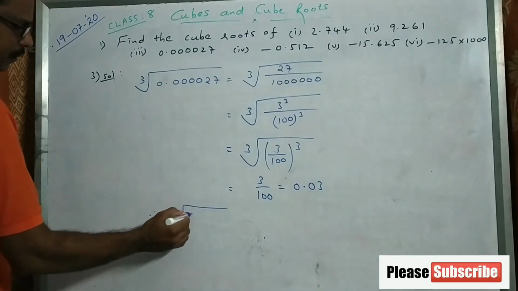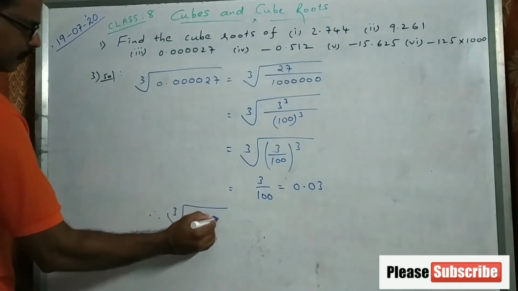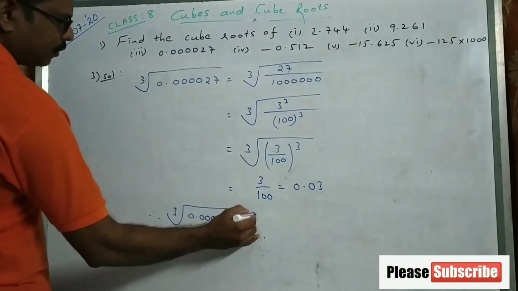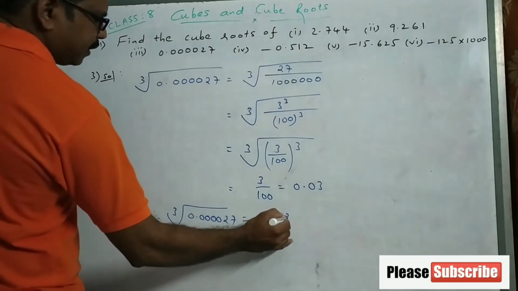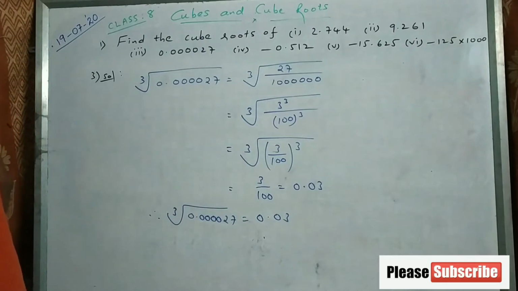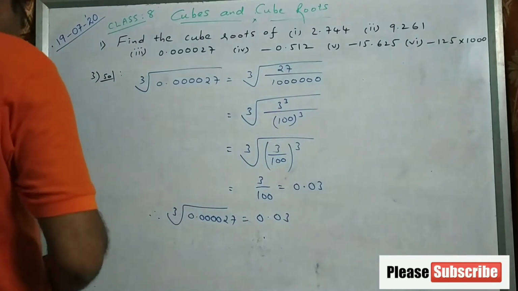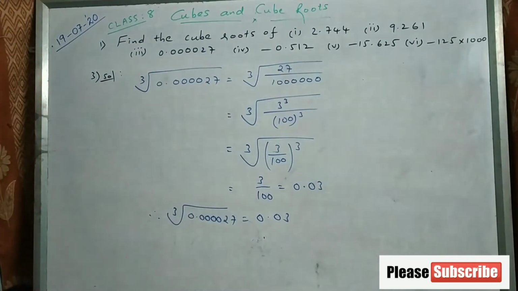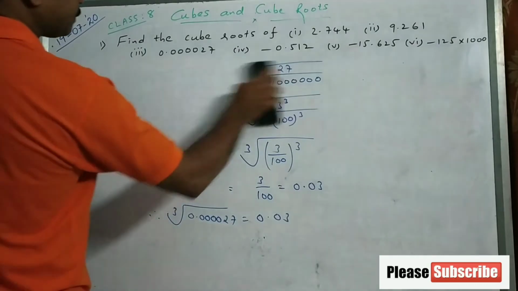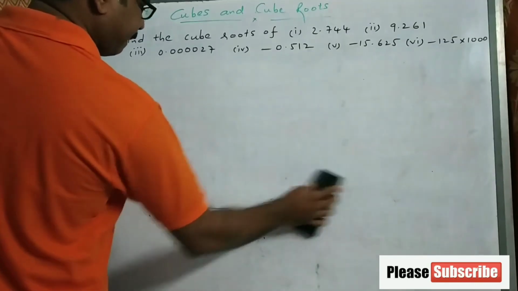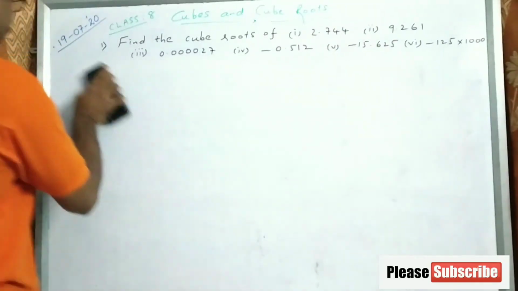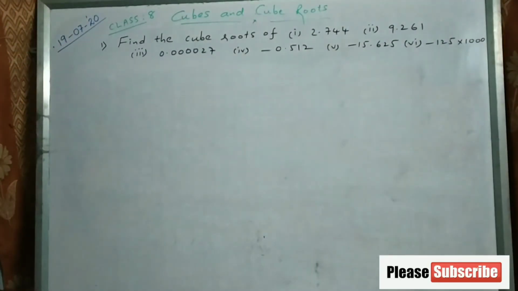Cube root of 0.000027 equal to 0.03. That is the answer. Okay. Look at the fourth question.